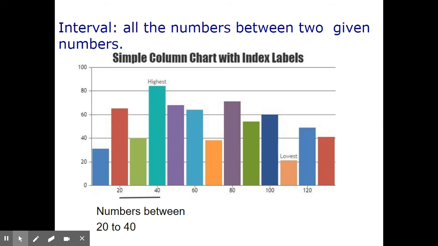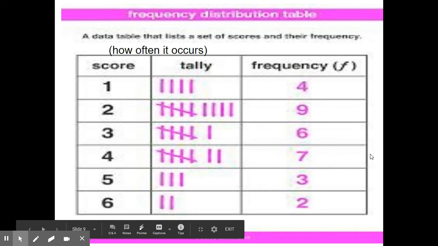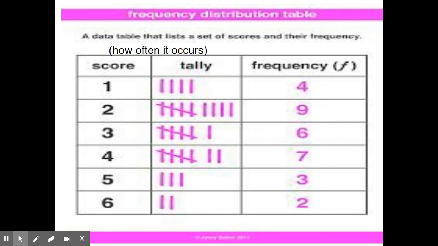Intervals are all the numbers between two given numbers. So, like the first blue one here is 0 to 19, and then 20, and so forth. A frequency table is a way of organizing your data to say how often it occurs. So the one would have occurred 4 times.